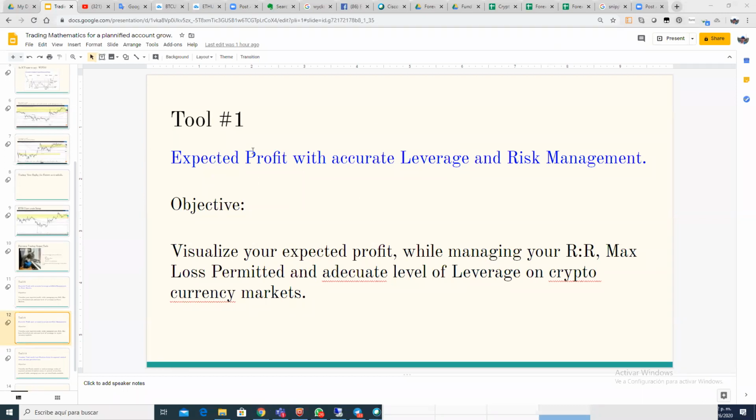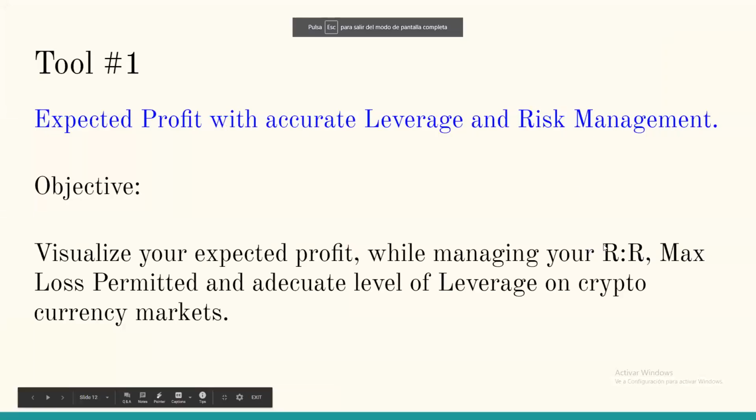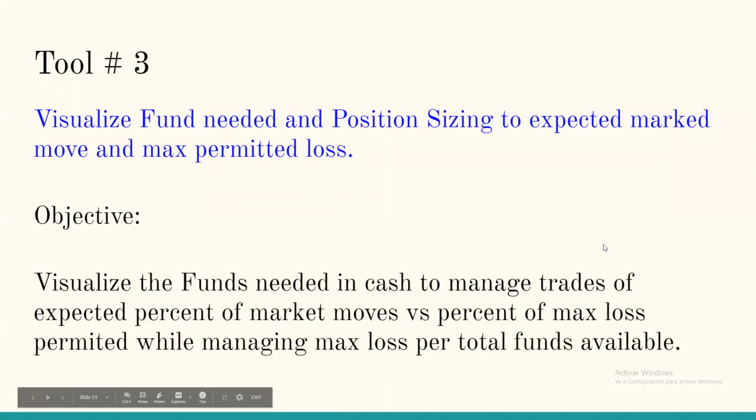So now, I just explained tool number one. This is tool number two, actually. And I use it to visualize the fund needed, the position sizing I'm going to use, to expected market move, and max permitted loss. The objective is to visualize the funds needed in cash to manage trade of expected percent of market move versus percent of max loss permitted while managing max loss per total funds available. Okay?